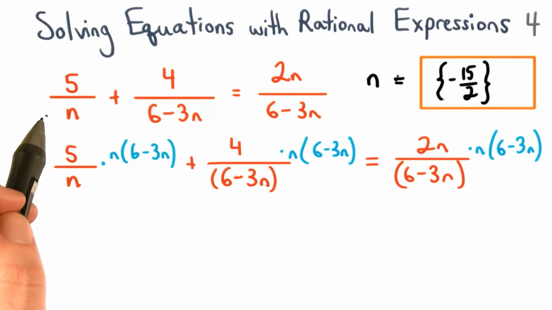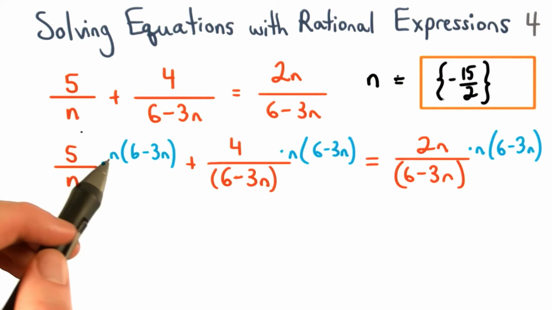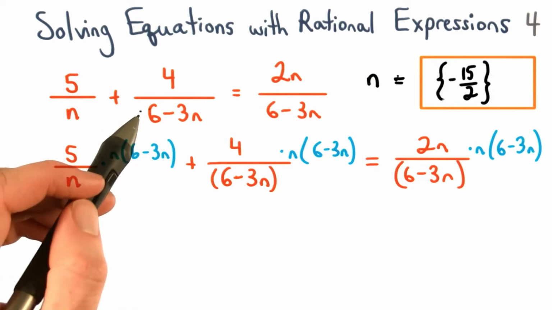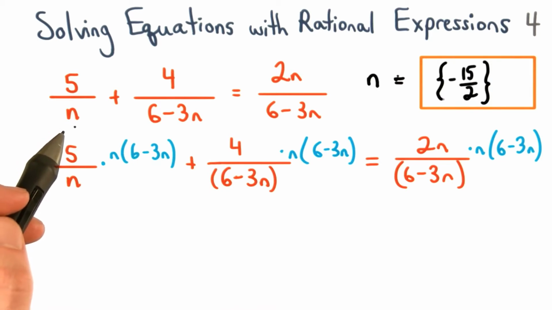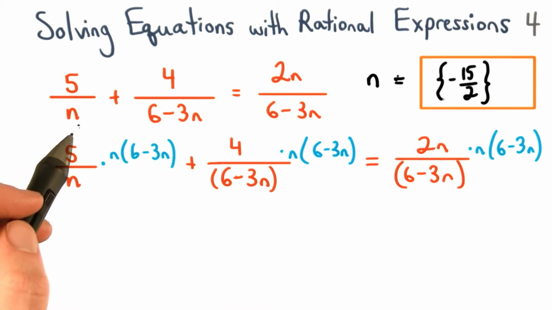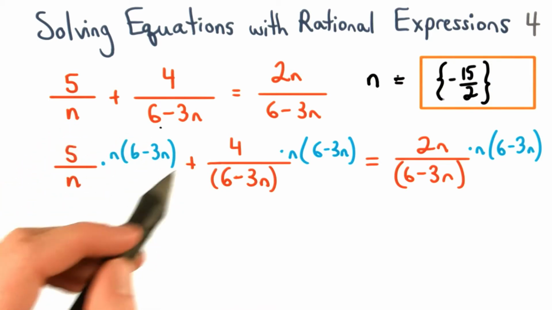Now, the lowest common denominator might have been tricky here. You want to make sure that it's n times 6 minus 3n. This is one factor in these denominators, and n is a completely different factor. So we want to multiply those two together to get our LCD.